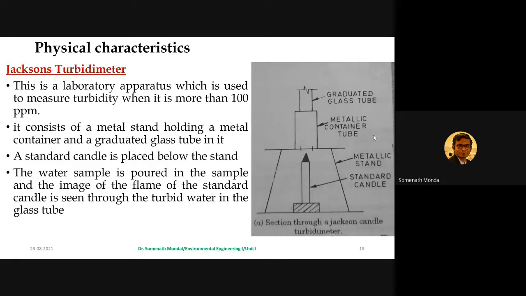this particular schematic diagram. So we have that metallic stand, we have that metallic container tube on the top of the stand, and then at the top of that we have a graduated glass tube, and just beneath the stand we have the standard candle holder, which holds the standard candle vertically. Fine. So what is done is, the water sample is poured in the sample holder, and the image of the flame of the standard candle is seen through the turbid water in the glass tube. So this is the usual process.